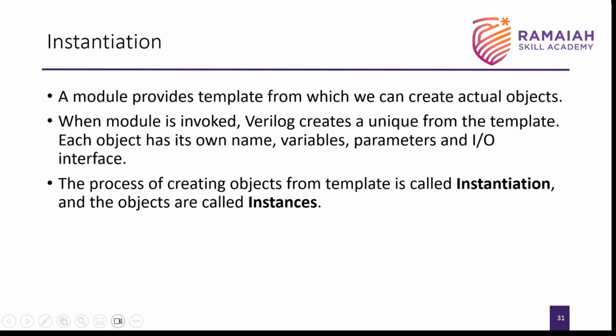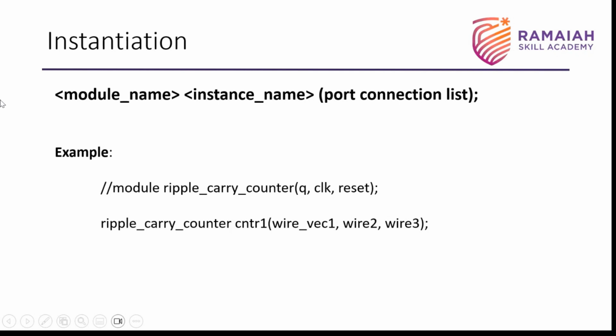In structural modeling, I have discussed the instantiation, right? So using the submodules within the top module. Whenever a module is invoked, whenever you use that submodule, it creates one separate unique object which has its own name, its own variables, its own inputs and outputs. So this process of creating objects, we call it instantiation.